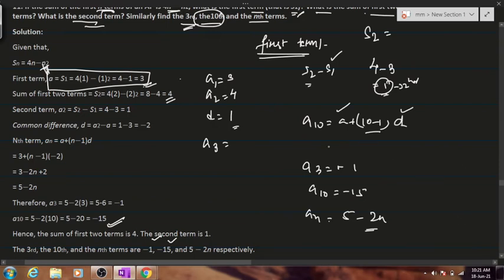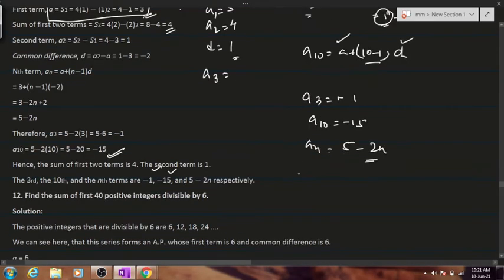It's fairly simple. Once we get the value for a and d, then we can easily calculate a3, a10 and an, whatever we are asked. Clear? Now, this numerical is very similar to the one we did with 3-digit numbers divisible by 7. Here you have to calculate the sum of the first 40 positive integers divisible by 6.